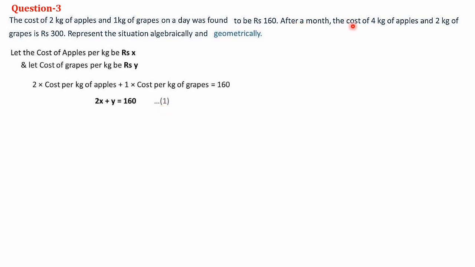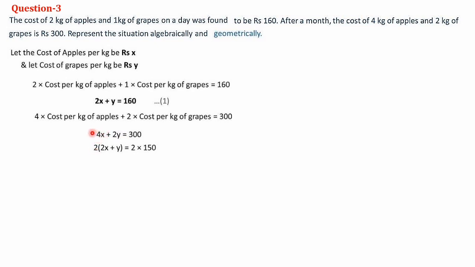Then after a month, the cost of 4 kg of apples: 4 kg of apples cost is 4 into x, and 2 kg of grapes is 2 into y. So we have to write 4 into the cost per kg of apples plus 2 into the cost per kg of grapes is 300. So 4x plus 2y is equal to 300. And here 2 is common. Let's take the common factor outside and cancel it. Taking 2 outside, out of 4, 2 will be balanced, 2x plus y is equal to 300 divided by 2.